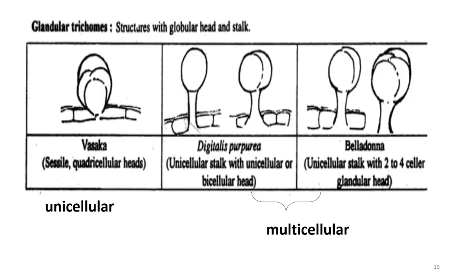This is the example for glandular trichomes. There is a globular head and a stalk. Vasaka has sessile quadricellular heads. Then in the case of digitalis, a unicellular stalk with a unicellular or bicellular head.